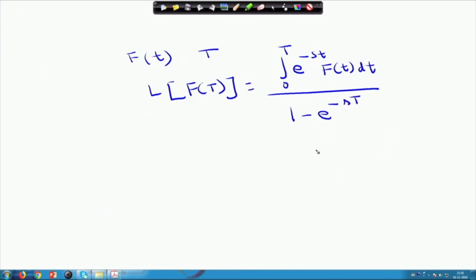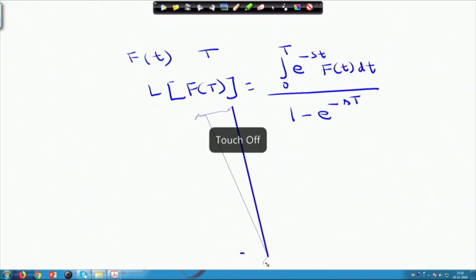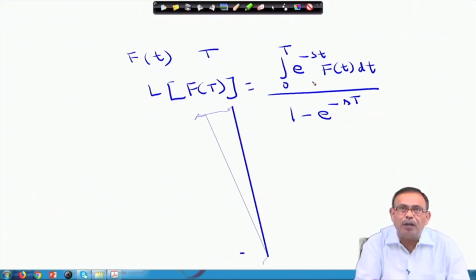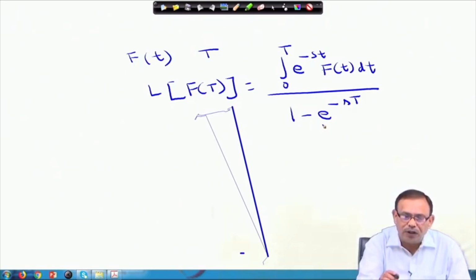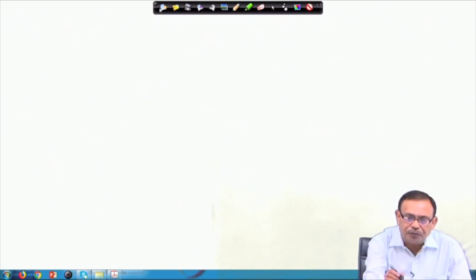So, if f(t) is a periodic function with period capital T, the Laplace transform of f(t) is equal to the integral from 0 to T of e to the power minus s t f(t) dt, divided by 1 minus e to the power minus s T. We did one or two examples in the last class. Today, let us continue with some more examples of various types of periodic functions, and then we will go to the Laplace transform of some very useful special functions.